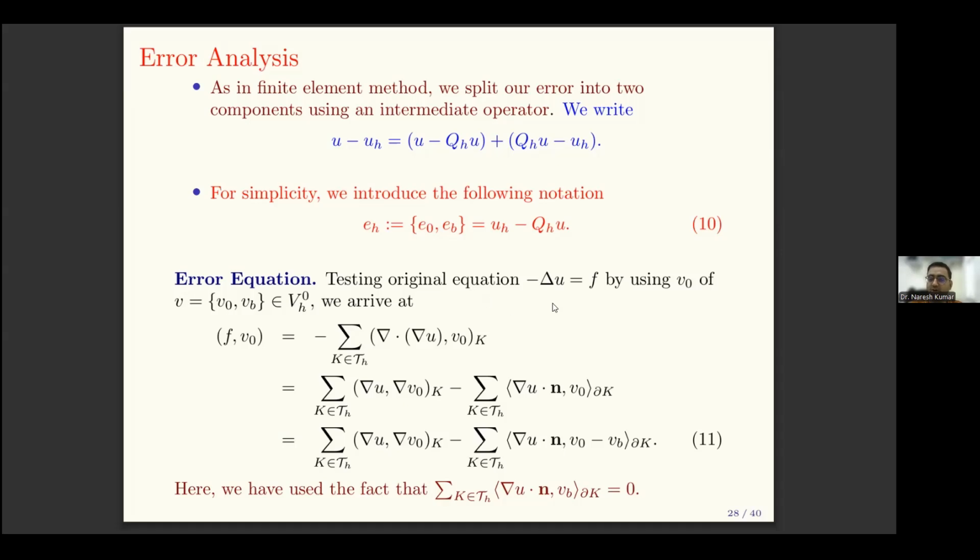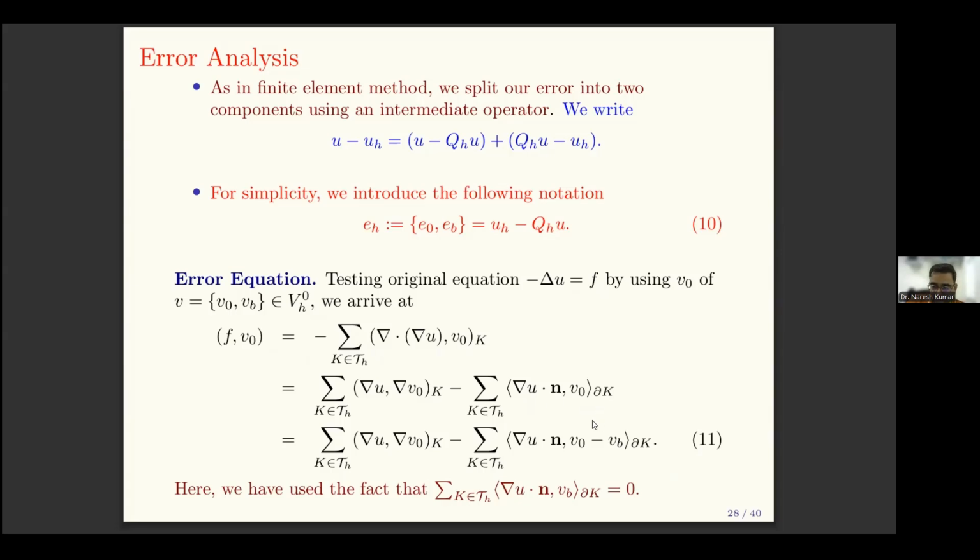Okay, so now we take the original equation, minus Laplace u equals f, and we test by some function v0 from the Galerkin space. Our Galerkin space was Vh0, so we test by Vh0. Then f, v0 is equal to grad u dot grad v0, since the Laplacian is just the divergence of the gradient, and then we apply integration by parts. Then you reach equation 11.